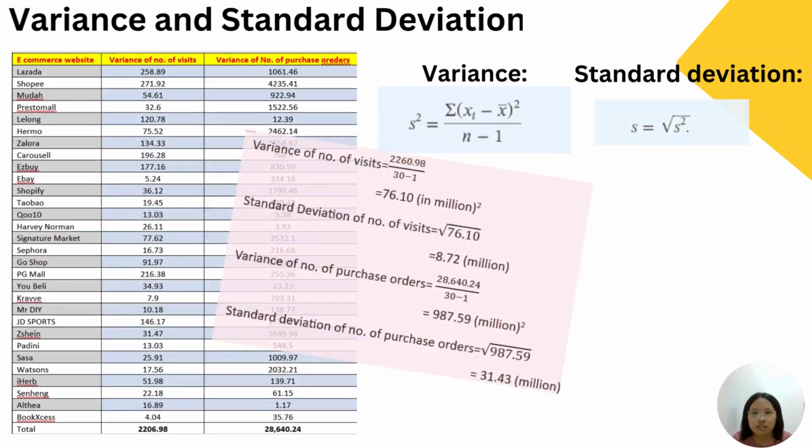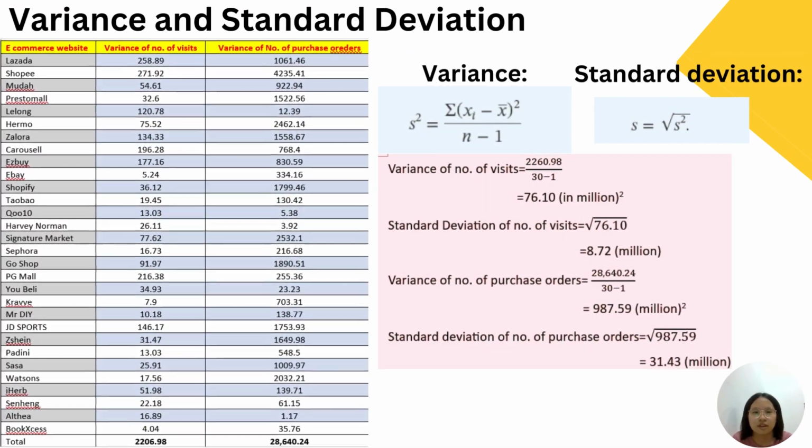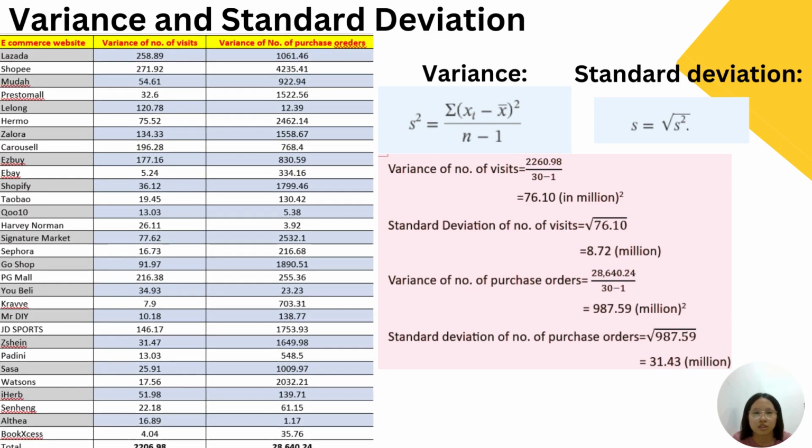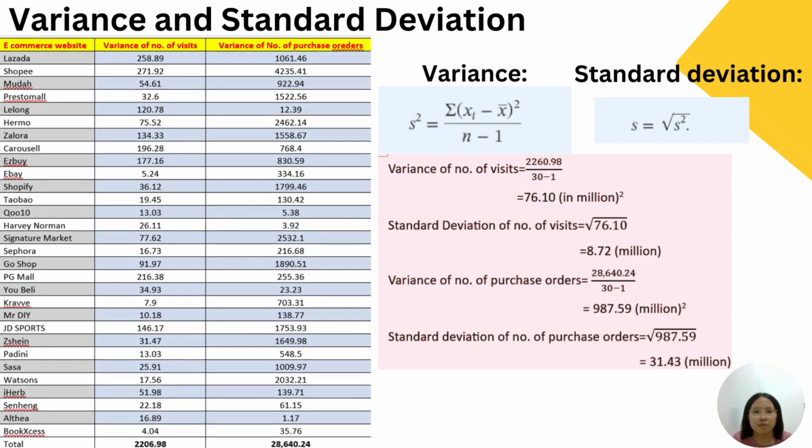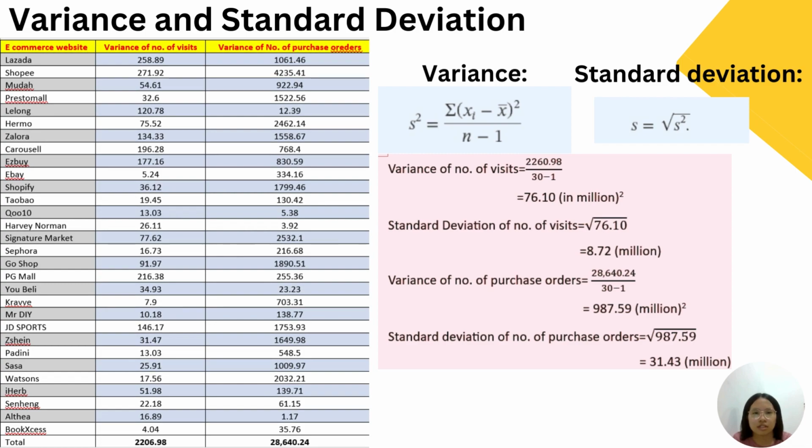Next are the variance and standard deviation. Variance is defined as the average of the squared differences between the observations and the mean. The formula is the sum of the data value in the set minus the mean, squared, divided by the number of data values in the set minus 1, where the standard deviation is the square root of the variance. The variance of the number of visits equals 2260.98 divided by 30 minus 1, equal to 76.1 million squared. The standard deviation of the number of visits equals the square root of 76.1, equal to 8.72 million.